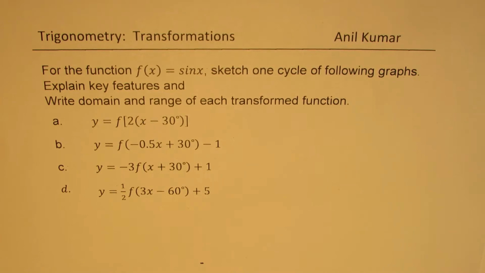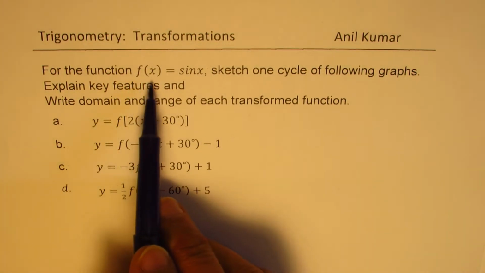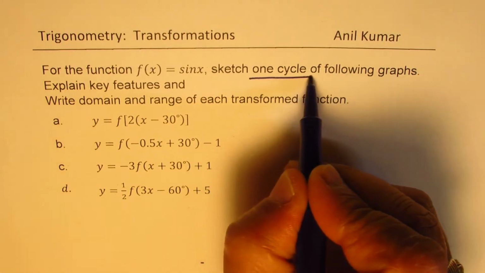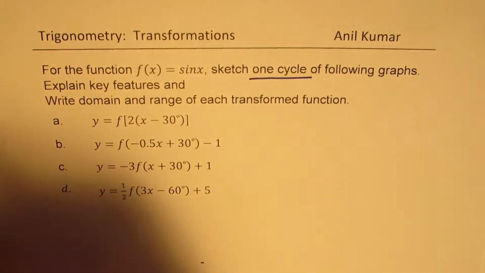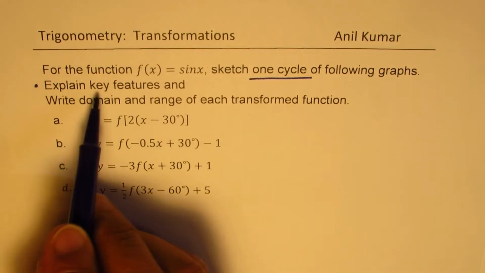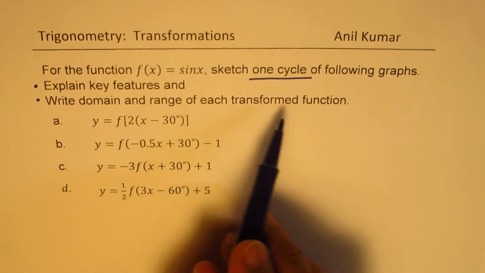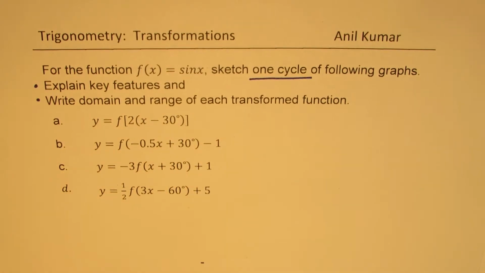We'll discuss transformation of some trigonometric functions in this particular video. For the function f of x equals sine x, sketch one cycle. So we have to sketch only one cycle of the following graphs. Here we need to explain key features, and the second part is to write the domain and range of each transformed function, right? So these are different transformed functions given to you. You can pause the video, answer this question, and then look into my suggestions.